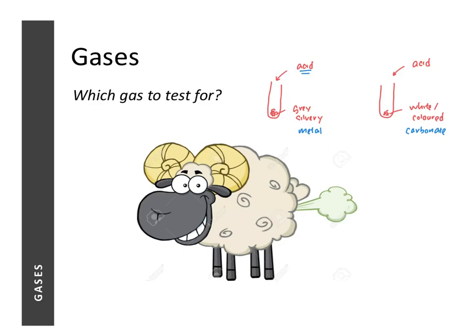Okay, so in a nutshell, based on what reagents you are adding and the appearance of the reagents, we can roughly guess what is the gas that is going to be produced, and that will inform us on the necessary tests that we should be conducting.